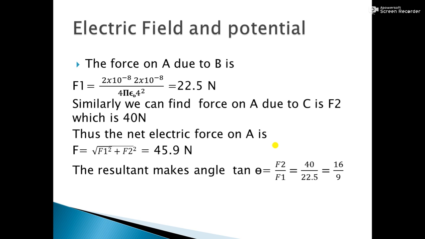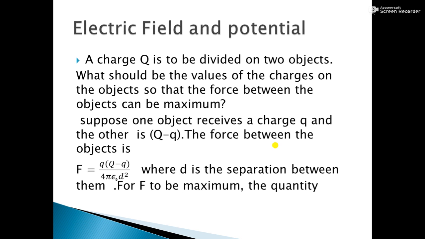The net electric force on A can be calculated as F equal to under root F1 square plus F2 square, which is equal to 45.9 Newton. The resultant makes an angle theta, where tan theta is equal to F2 upon F1, which is 40 upon 22.5. Putting the values of F2 and F1, finally we get it as 16 upon 9.